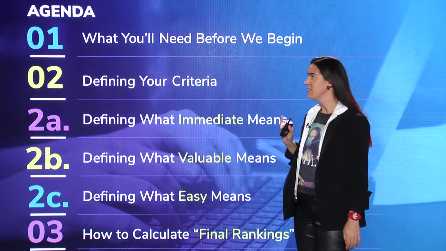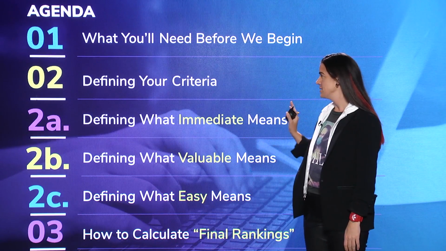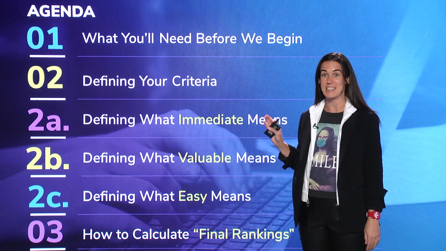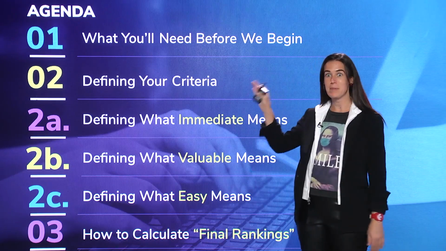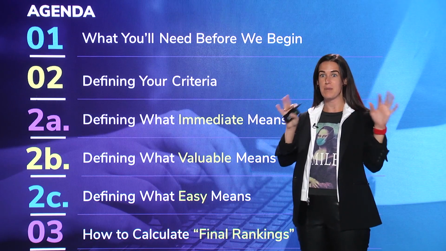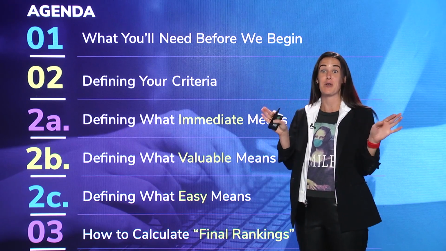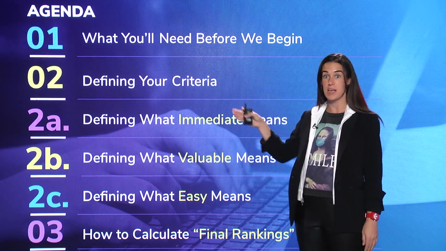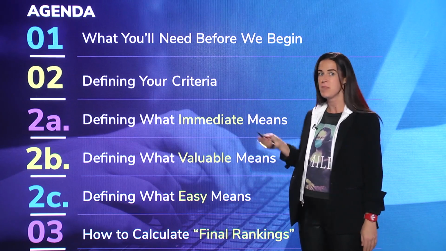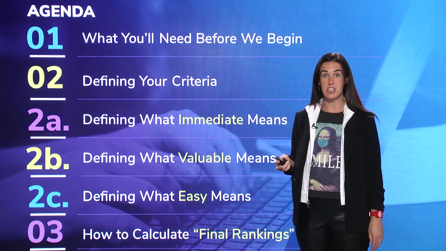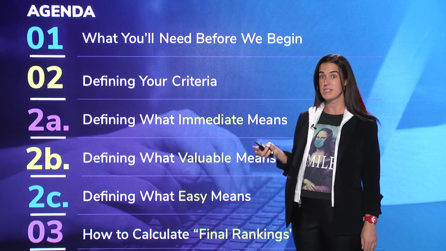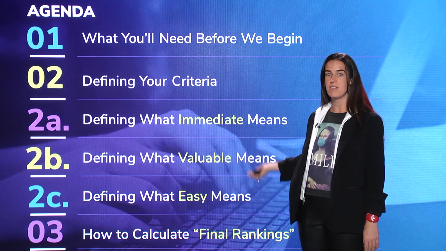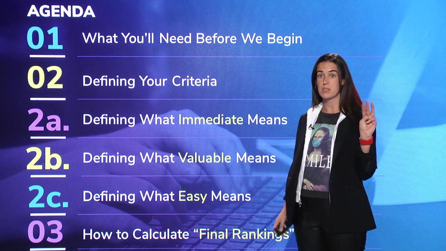In terms of the agenda today, there's going to be 6 different pieces. Number 1, we're going to start with the data points that you're going to need before we dig in. So this is going to be a prep list of all the chocolate chips, flour, baking powder, etc., that you're going to need for the rest of the session. But this is going to be the data points that you should dig up before we go into the session. Number 2, we're going to talk about definitions and can we define the criteria that matter to us in terms of ranking. Number 3, defining what immediate means, defining what valuable means, and defining what easy means. So those are the 3 variables that we're going to talk about today.